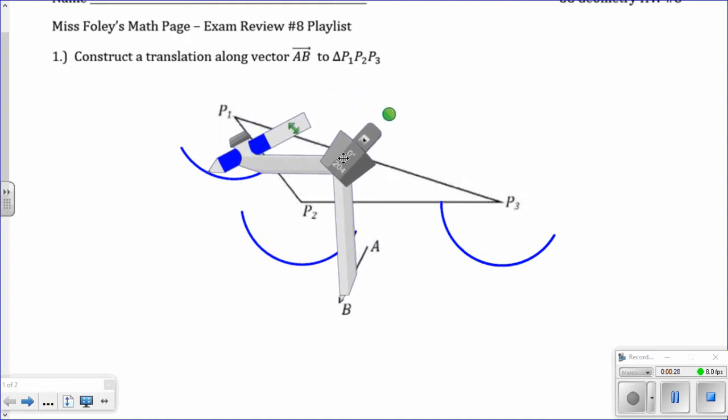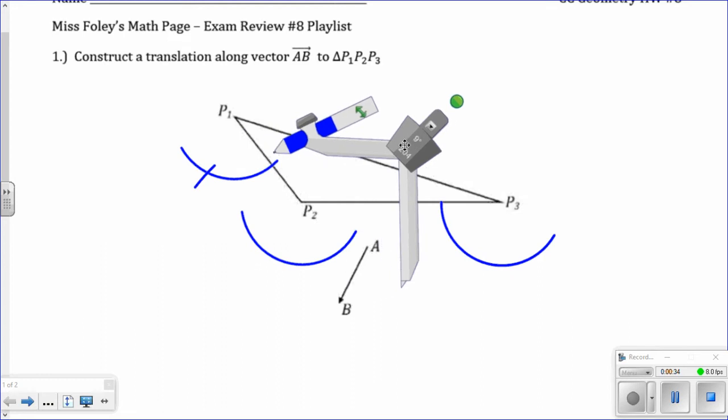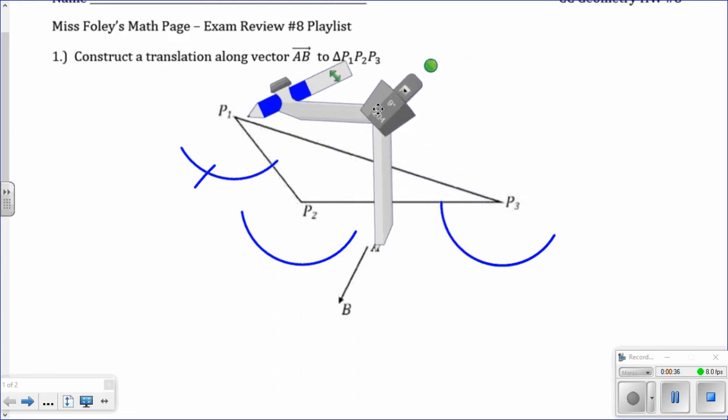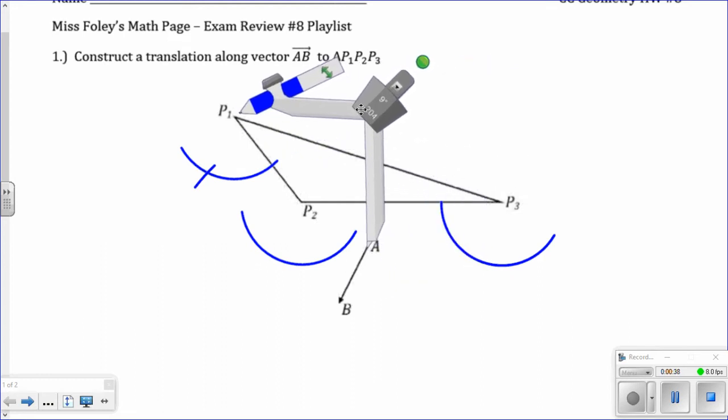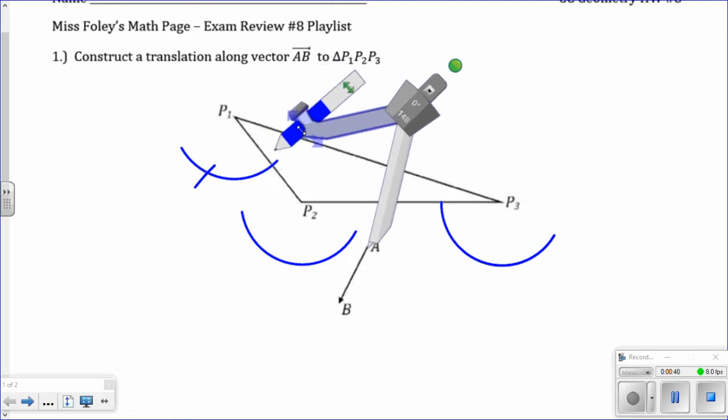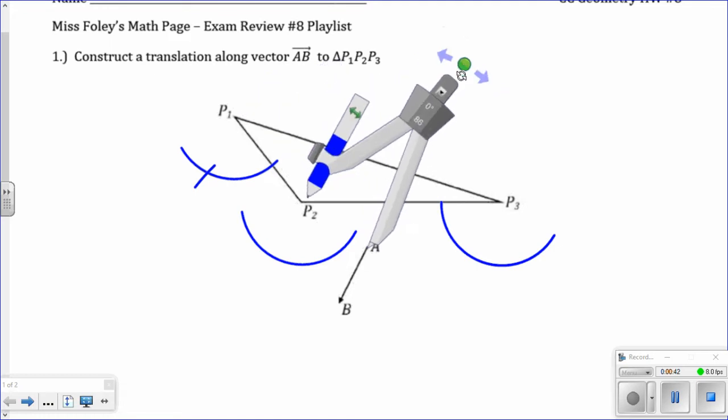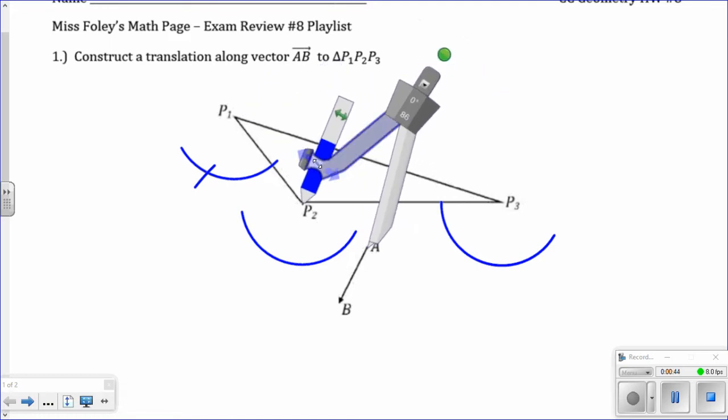Slide it down, and once you get to the end of the vector B, you are going to make an arc. I just want the direction of the vector, so I know that P1 is going to move to that point. We'll label at the end. Do it again to P2. End of the compass on A, hole on P2. Okay, so adjust until you're there.